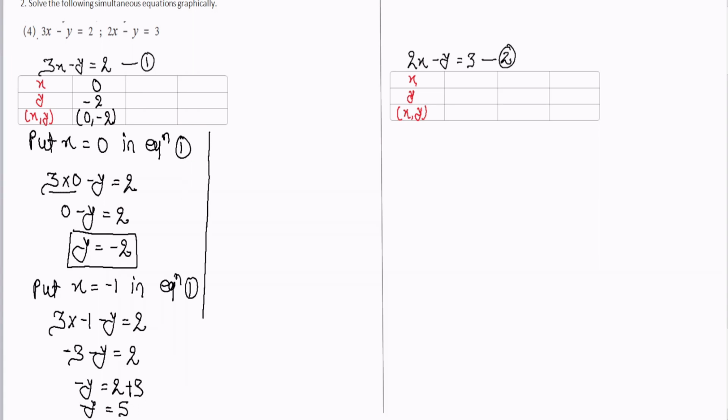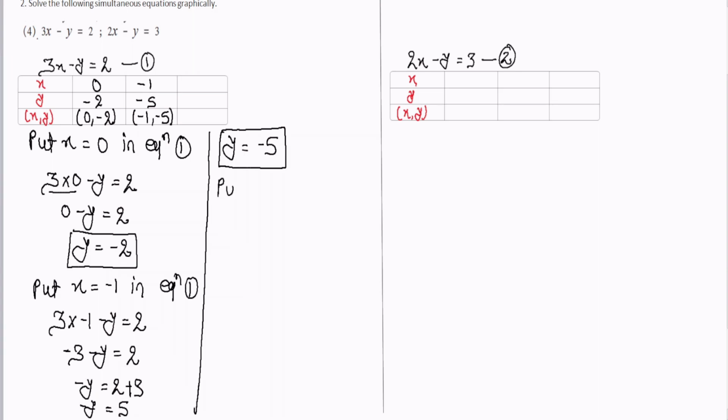Now we have to find the value of y only. So y will be equals to minus 5. When x is equals to minus 1, y will be minus 5. Solution will be minus 1 comma minus 5.